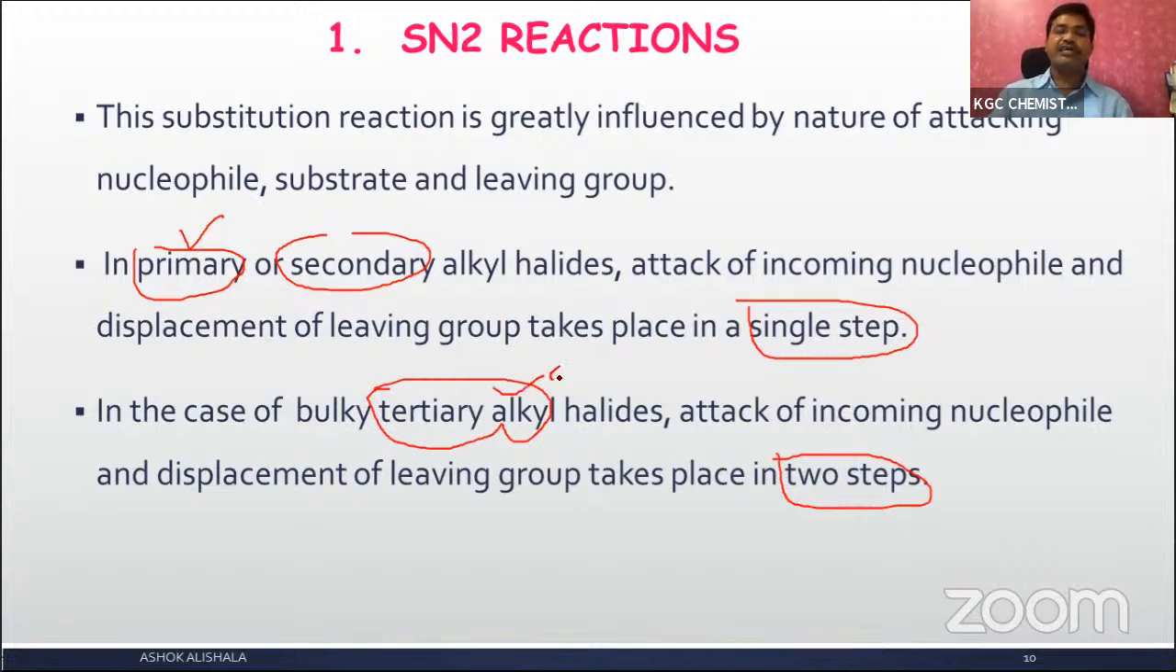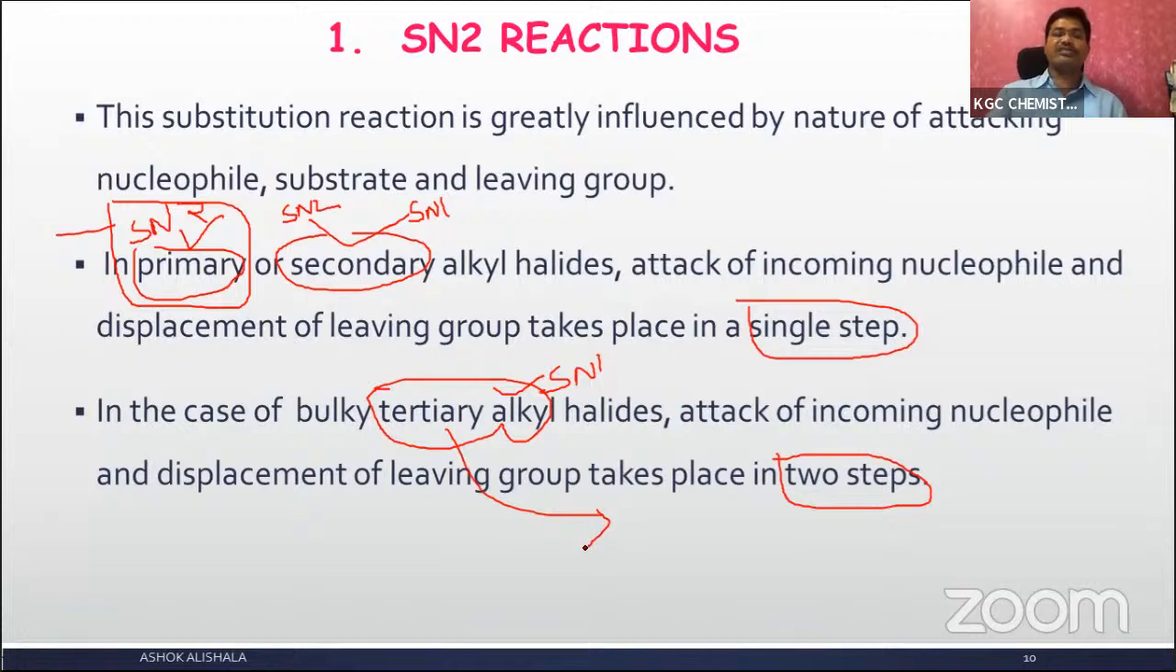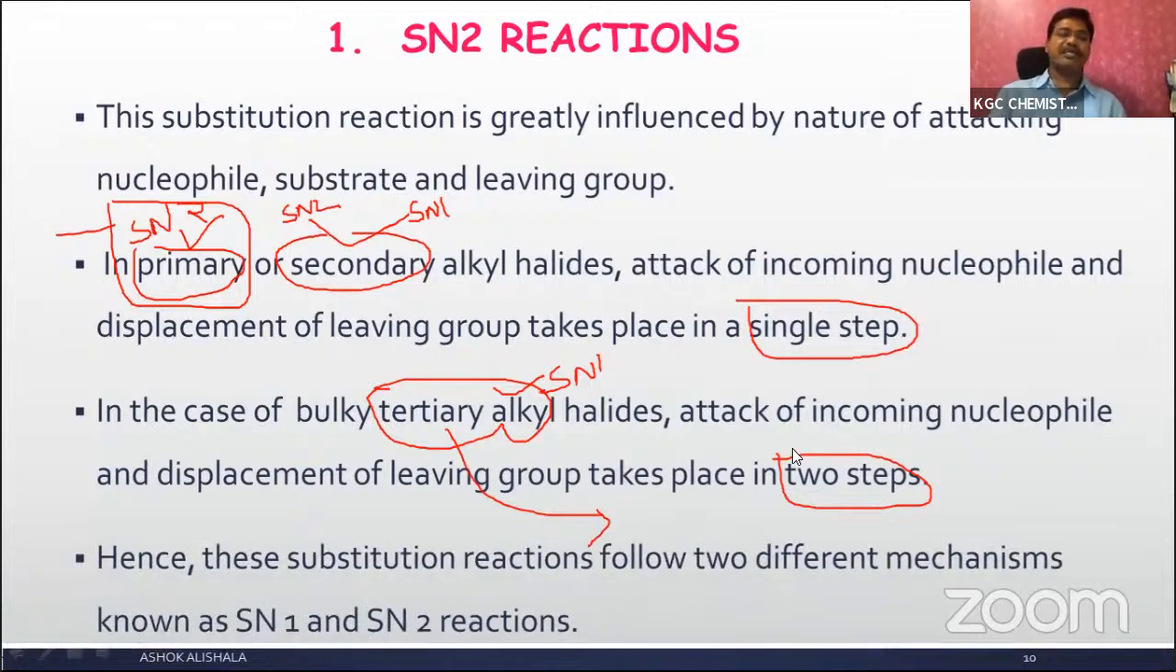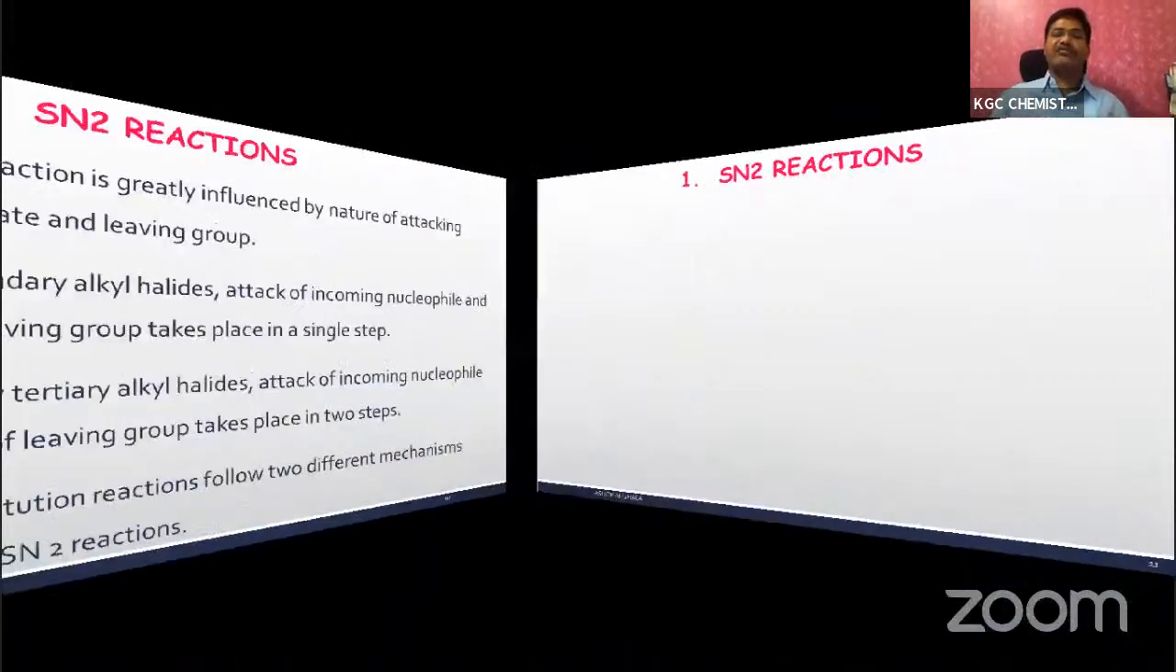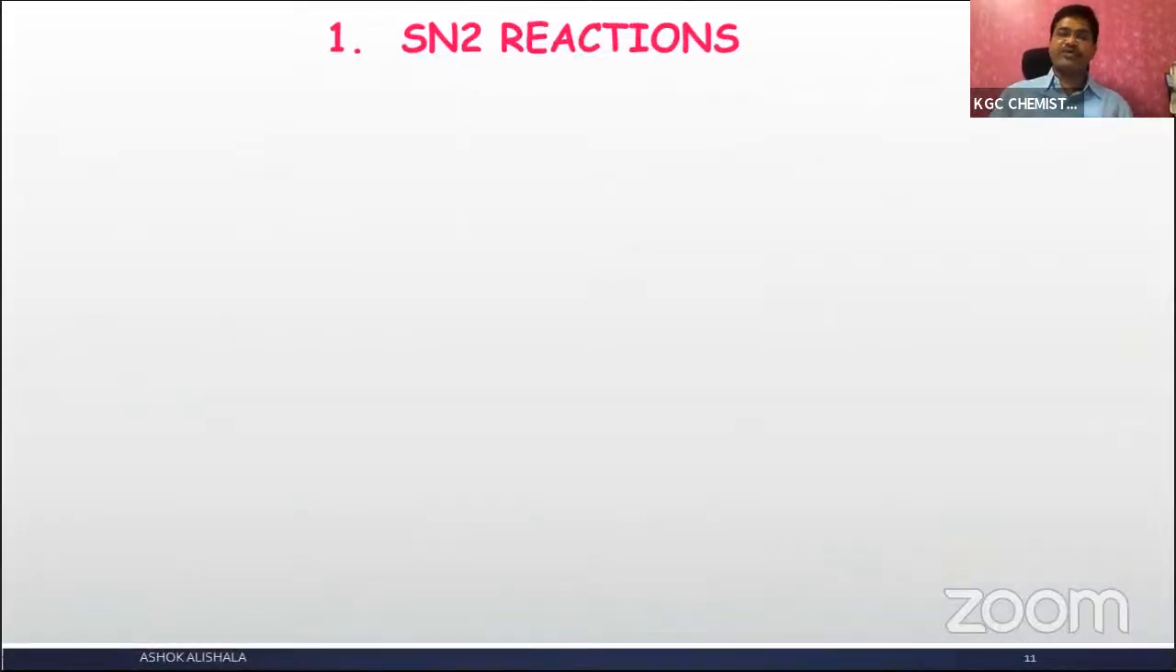Therefore, simply you can say this undergoes SN1, whereas primary alkyl halides undergo SN2 reaction. Depending on the condition, secondary alkyl halides may undergo either SN2 reaction or SN1 reaction. But if you take it completely, primary always undergo SN2, tertiary always undergo SN1. Let us discuss these reactions again. Hence, these substitution reactions follow two different mechanisms. One is called SN1, another is called SN2 reaction.